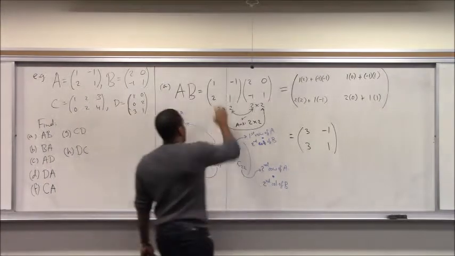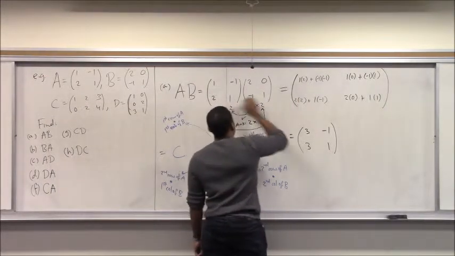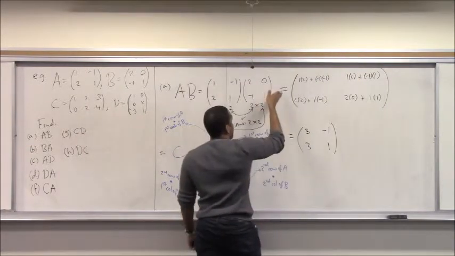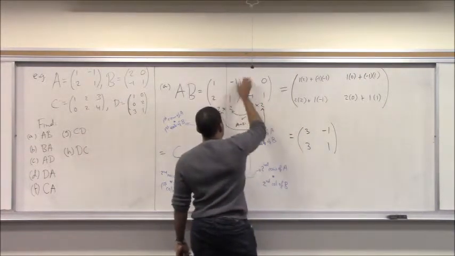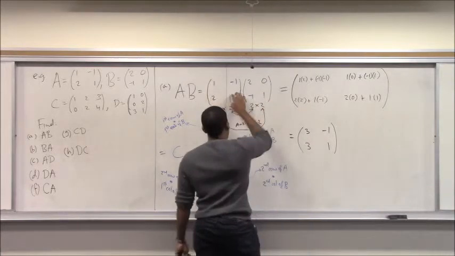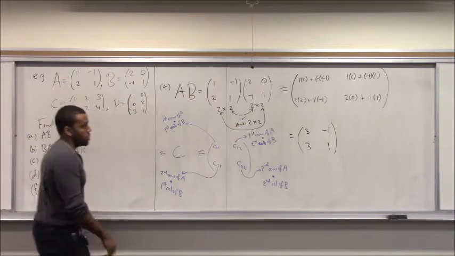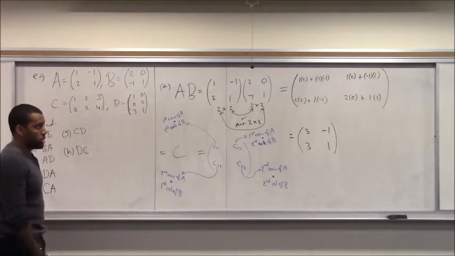So again, first row times first column here. First row times second column here. There's no other column, so you move down the row. Second row times first column here. Second row times second column here. And then you simplify and add them together.